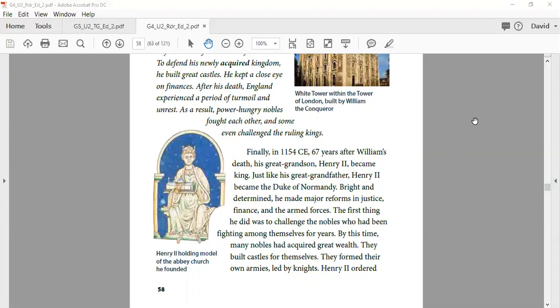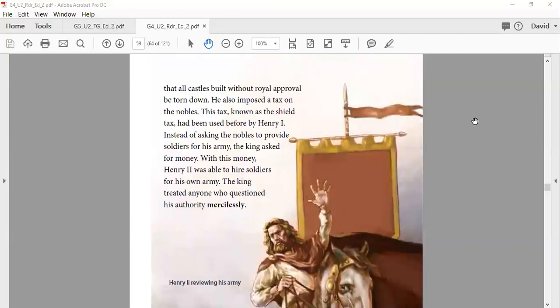By this time, many nobles had acquired great wealth. They built castles for themselves. They formed their own armies, led by knights. Henry II ordered that all castles built without royal approval be torn down. He also imposed a tax on the nobles.